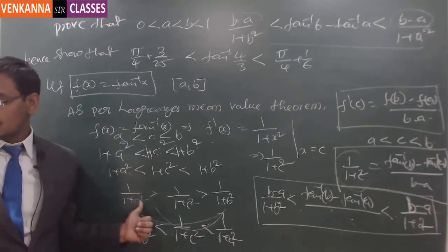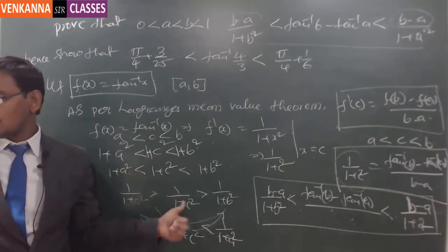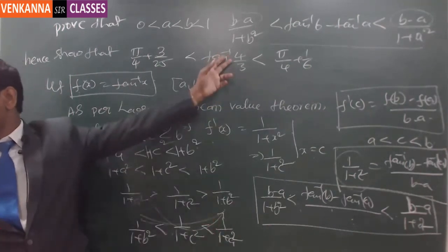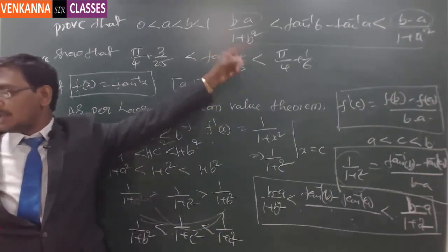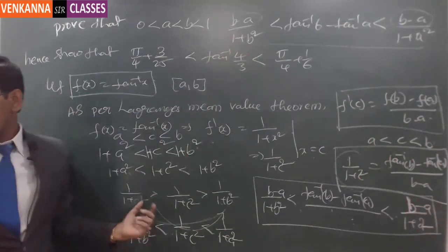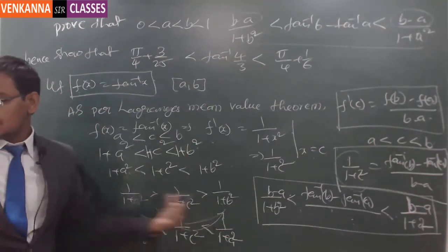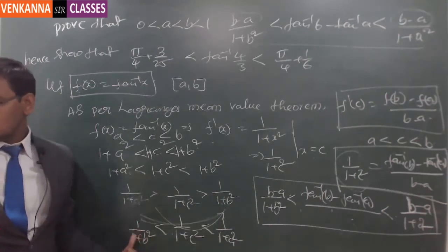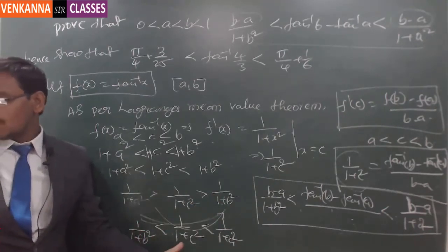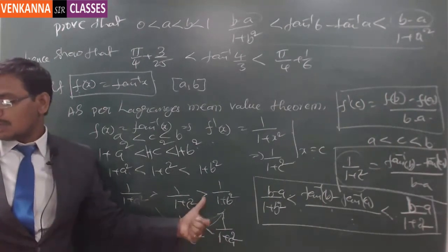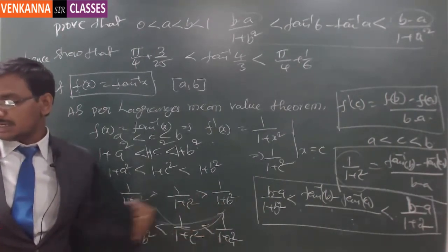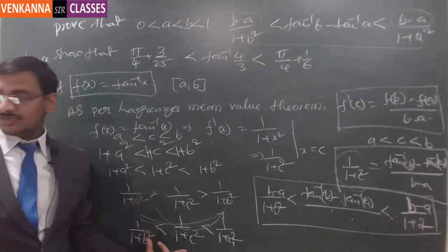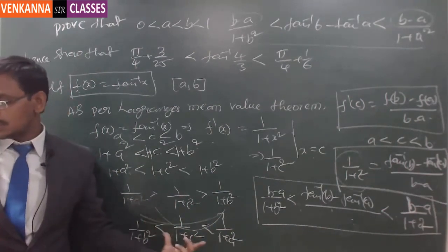So 1 by 1 plus a square is greater than 1 by 1 plus c square is greater than 1 by 1 plus b square. But in the original condition, b square is here and the other side is a square. So what I will do is I am interchanging these locations from here to here. So that is again 1 by 1 plus b square, 1 by 1 plus c square, 1 by 1 plus a square. But again I inverted these signs because I interchanged the locations. So without making any change in the definitions, we are making all these things.